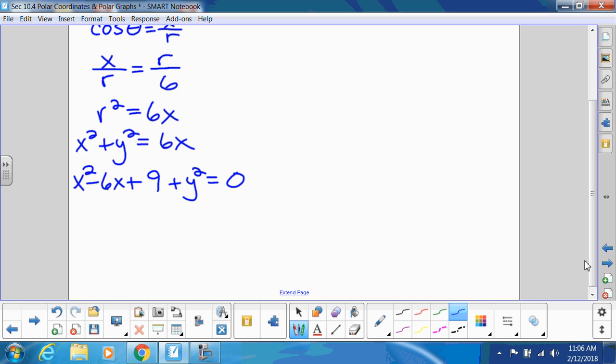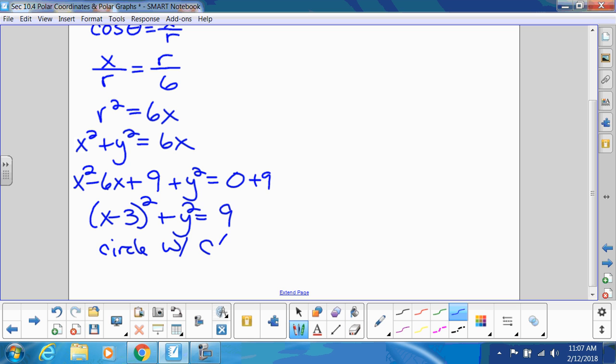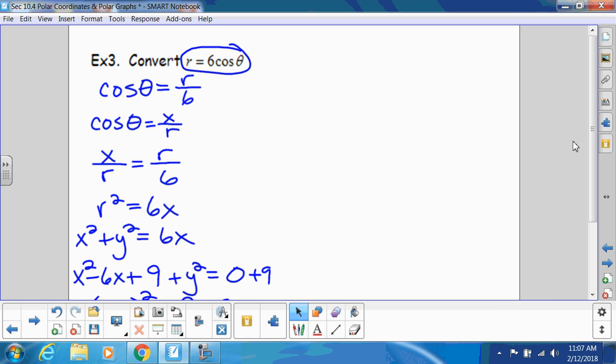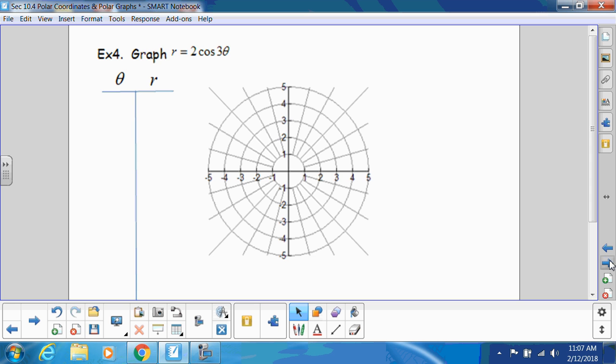So remember, if I move that over, I just have 0. And I added 9 on the left, so I have to add 9 on the right. So this is going to be x minus 3 quantity squared plus y squared equals 9. So this is a circle with a center at 3, 0 and a radius of 3. When we look at the general graphs of these, you'll see the why behind why we know that's a circle.